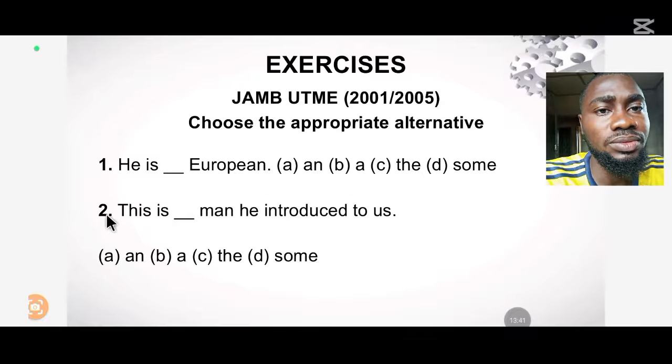Number 2. "This is dash man he introduced to us." A, an. B, a. C, the. D, some. What's your answer? You answered right. The answer is C, the. "This is the man he introduced to us."